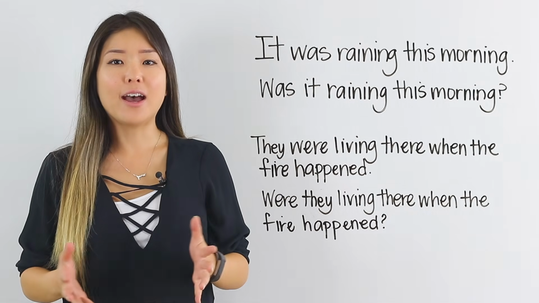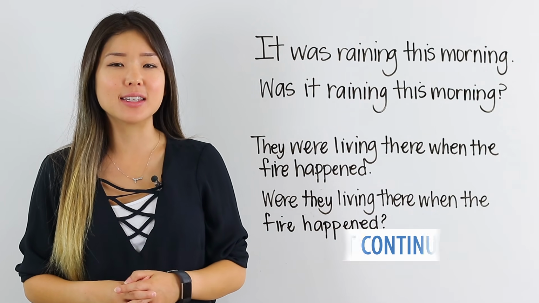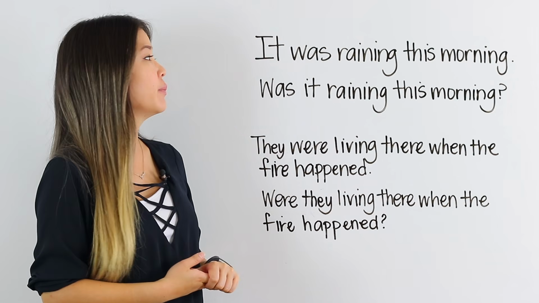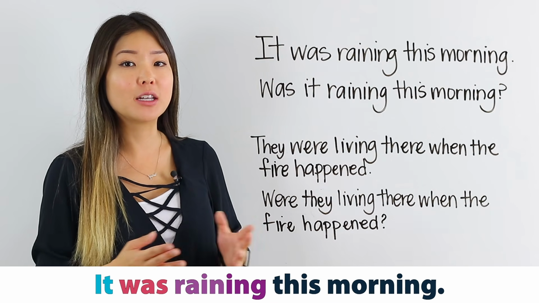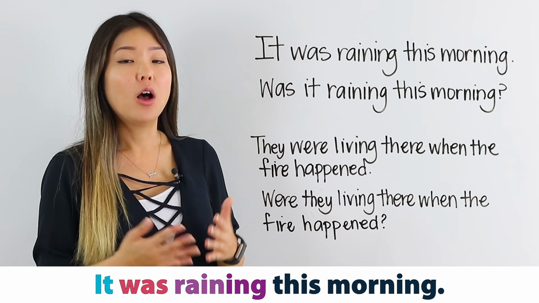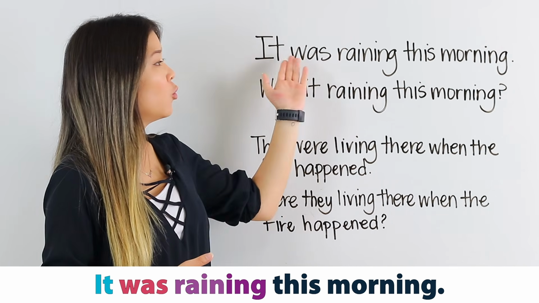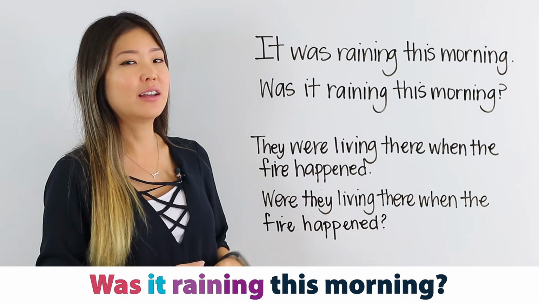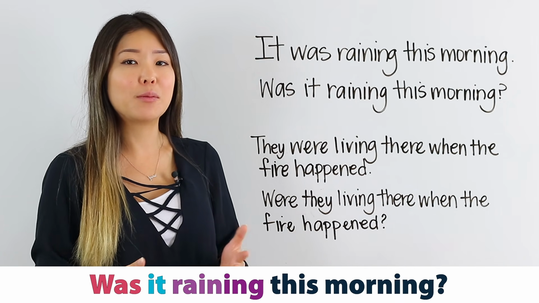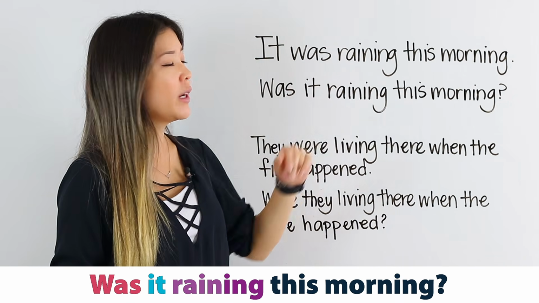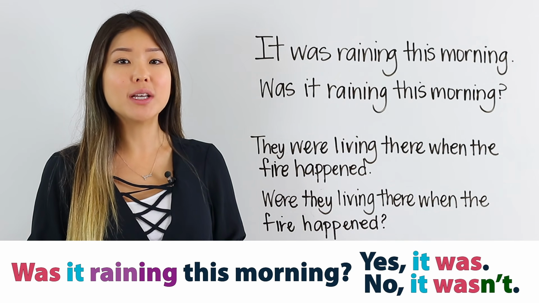Let's move on. Now, let's talk about how to form be verb questions for the past continuous tense. Take a look at the first statement. It says, "It was raining this morning." In order to turn this into a question, it's quite easy. All we have to do is change the order of the first two words. Instead of "it was," I now say "was it" to make it a question. You'll notice that the rest of the words stay in the same place. Was it raining this morning? You can answer by saying yes, it was, or no, it wasn't.